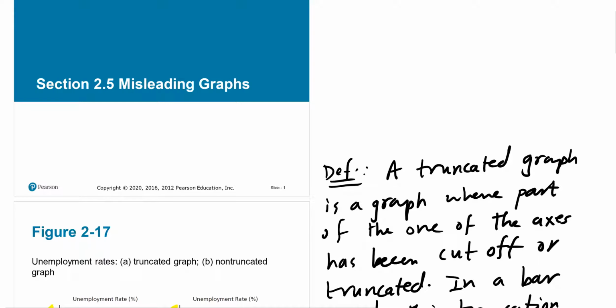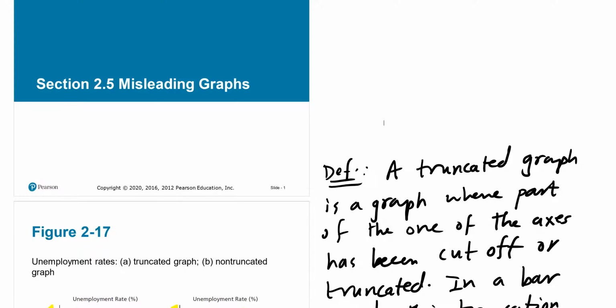Section 2.5 Misleading Graphs. In statistics, sometimes you come across graphs that mislead the reader. They try to convey information to convince them about good results, but probably in fact they are not that good. So that's called misleading graphs.